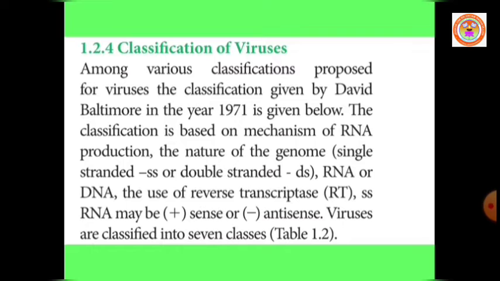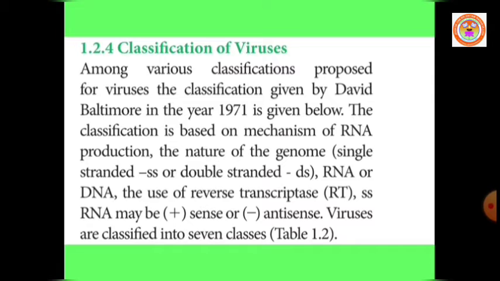Some of the viruses have a reverse transcriptase enzyme in them. Example, HIV. HIV is an enveloped virus. There is an envelope which protects the nucleic acid. The nucleic acid of HIV is two single stranded RNA molecules with the reverse transcriptase. So reverse transcriptase may be present. Single stranded RNA may be positive sense or negative sense, also called antisense.